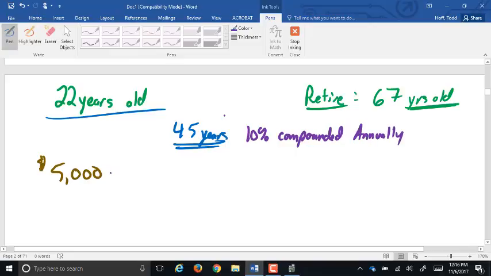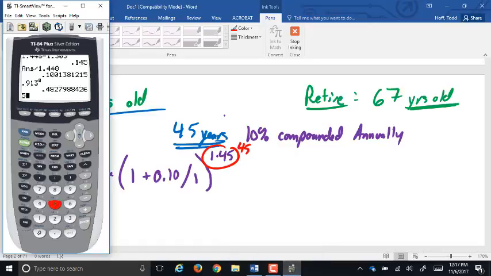So remember, our model for that is your starting balance times 1 plus 0.10 divided by n, and since it's compounded annually, n would be 1, right? Once a year, to the power of 1 times 45. So 1 times 45 is 45. So I'm going to punch it in like that. So 5,000 times 1 plus 0.1 divided by 1 to the power of 45.